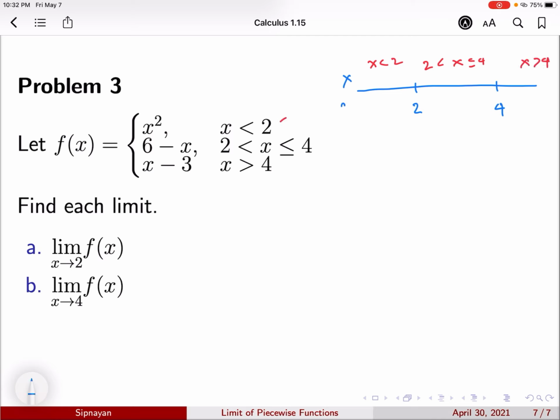Yung f of x natin, yung x is less than 2, ang katapat niya ay x squared. Yung between 2 and 4, ang katapat niya ay 6 minus x. At yung x is greater than 4, ang katapat niya ay x minus 3. Now, nakakatulong yung diagram na yan para madali natin makita yung limit ng function. So first, we have to find the limit of f of x as x approaches 2.